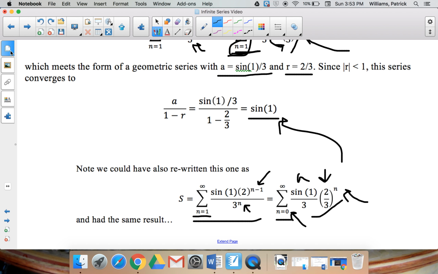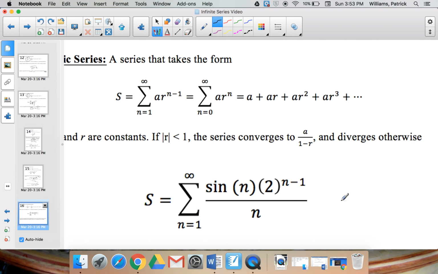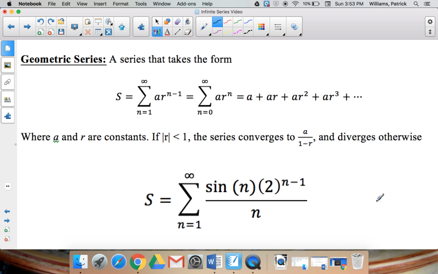All right. So you guys have been following along with me so far. I commend you for that. Let's just try one more example. All right, now try this thing. Remember, determine, is it a geometric series? If it is, what does it converge to, or does it diverge?